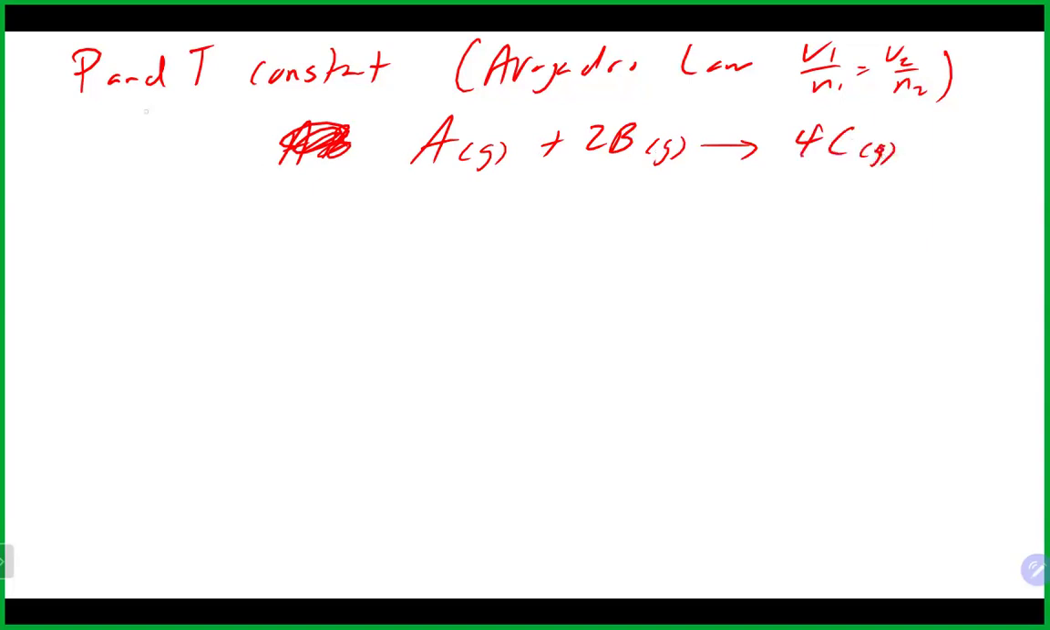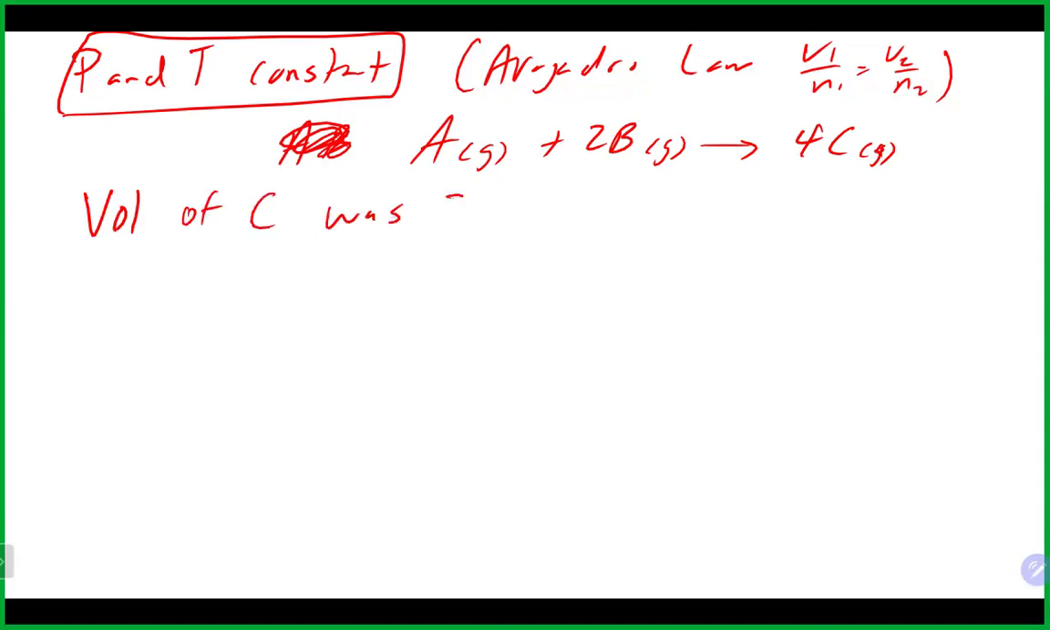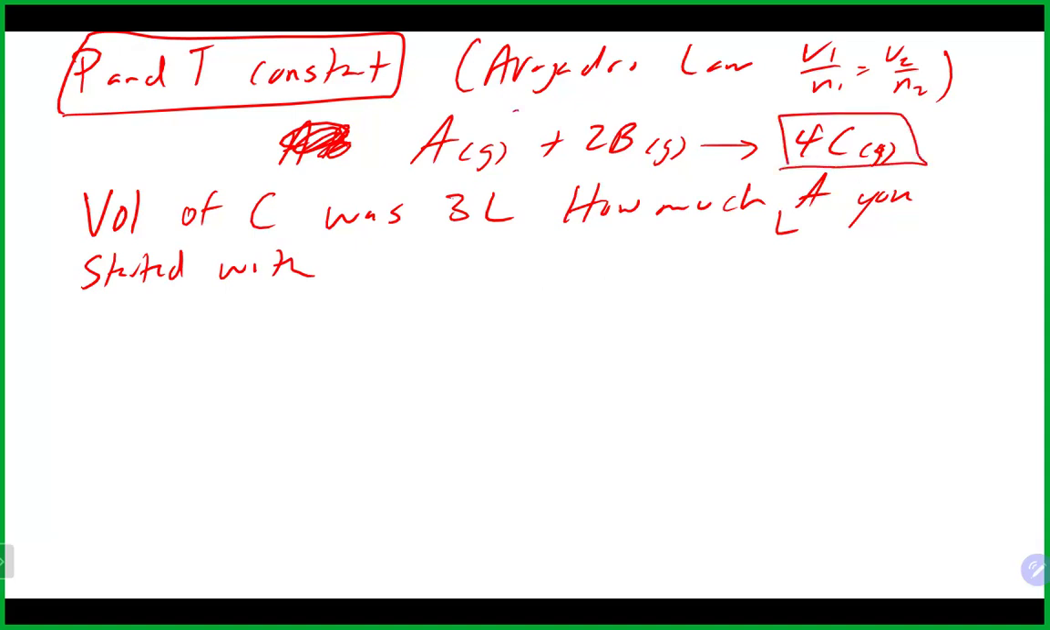and if it is at constant pressure and temperature and you're just interested in a volume, and you're given a volume of a gas, like say the volume of C was 3 liters, and you want to know how many liters of A you started with. In this case, because it's at constant pressure and temperature, we actually can skip all kinds of gas laws. We can skip mole to mole relationships, and we can do, as we saw earlier in this chapter, a volume to volume relationship between these two.